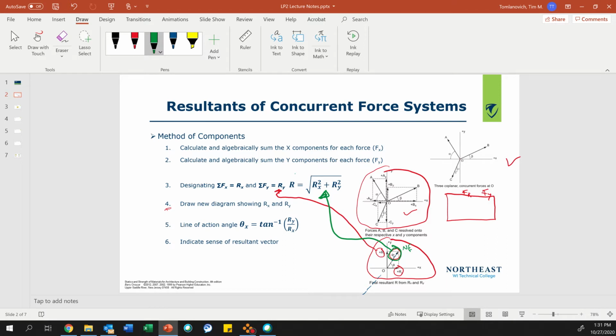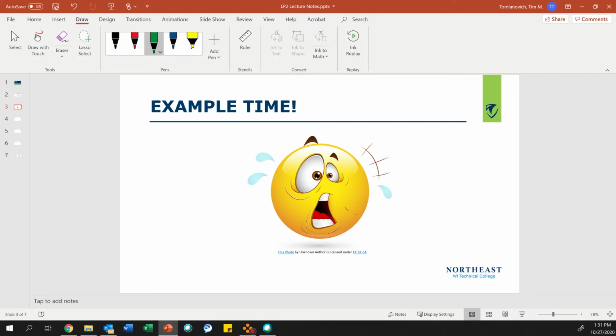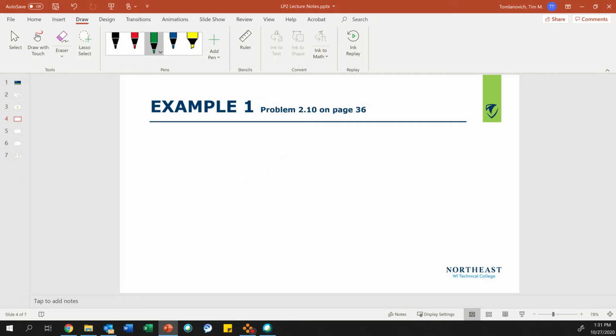Okay, so with that, let's do an example. So I'm doing example problem 2.10 on page 36 of your book. I'm going to try to sketch it out and talk you through the problem. An anchoring device is subject to 3 forces as shown. Determine analytically the resultant force the anchor must resist.